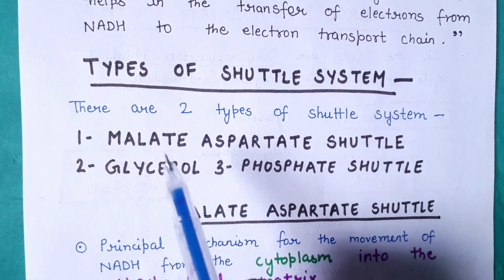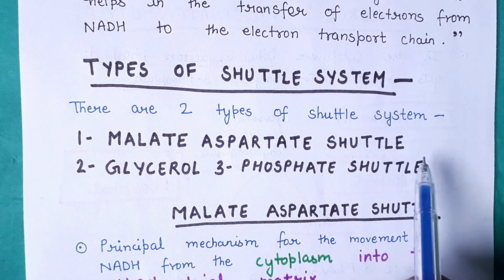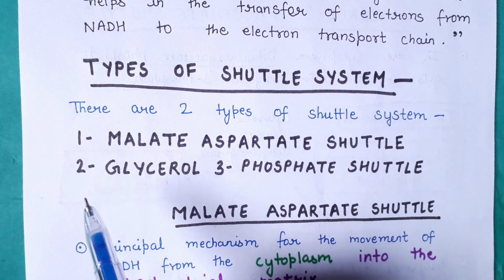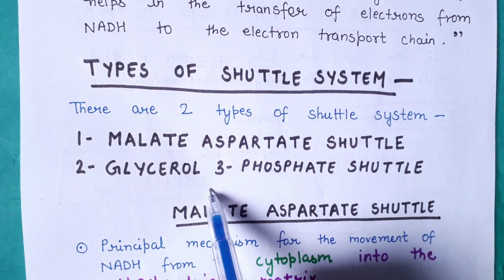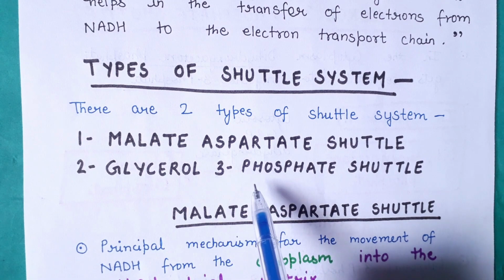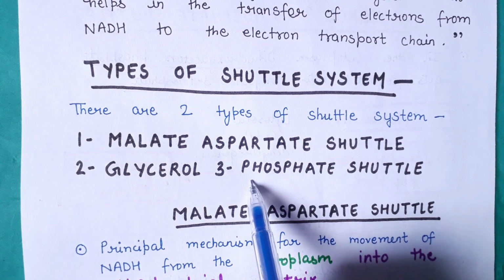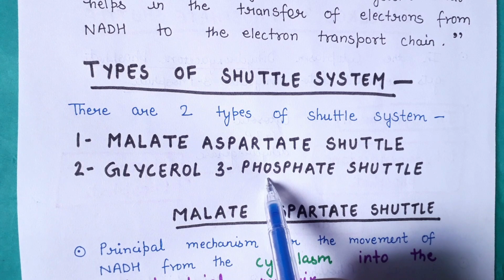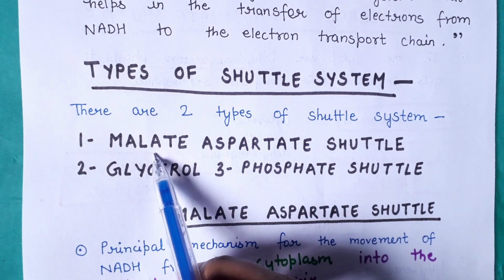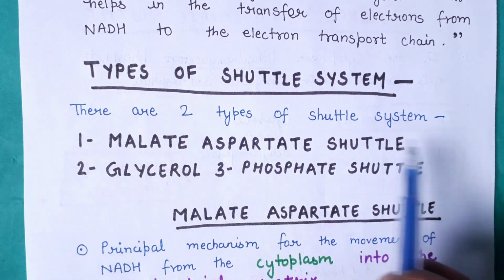Why? Because in the malate aspartate shuttle, NADH is regenerated in the mitochondria. However, in the case of the glycerol 3-phosphate shuttle, electrons from the NADH are transferred, but the ultimate product in the end is FADH2. Therefore, there is a net gain of 1.5 ATP in the glycerol 3-phosphate shuttle. However, there is a net gain of 2.5 ATP through the malate aspartate shuttle.